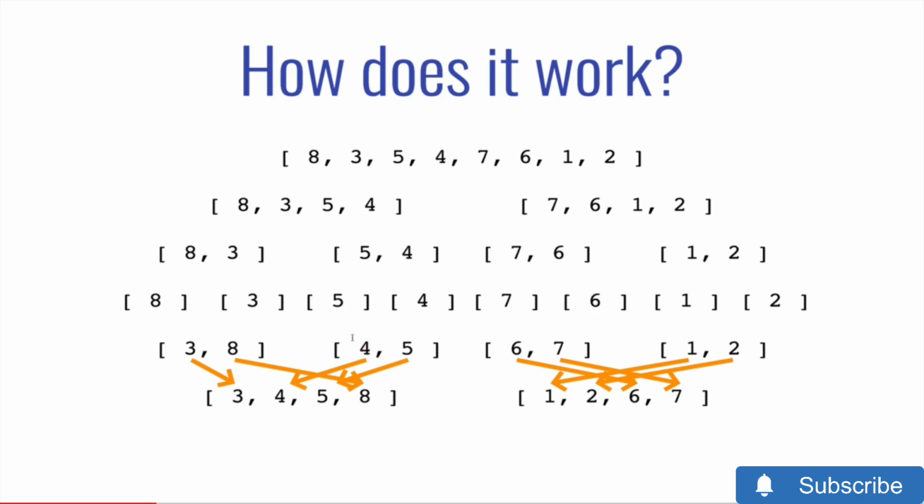Put that one first. Then we take this item, compare it to that item. Which one's smaller? Okay, put 4. And then we do it again, put 5, and then 8. And then the same thing over here. So we end up with 1, 2, 6, 7, and 3, 4, 5, 8. 2 sorted arrays that are smaller.